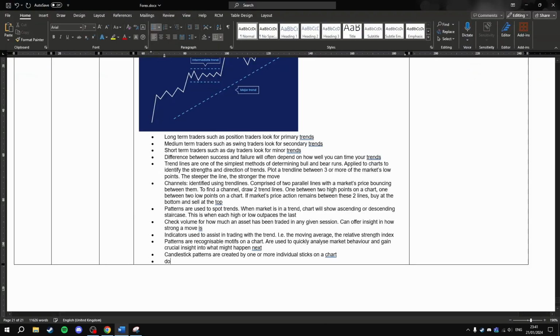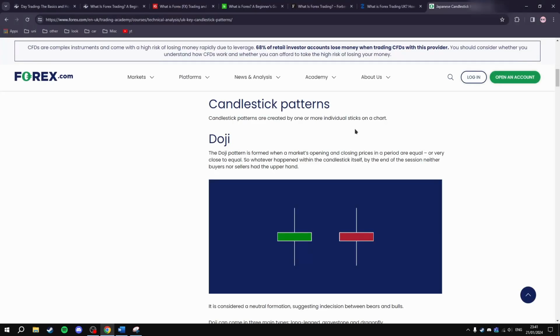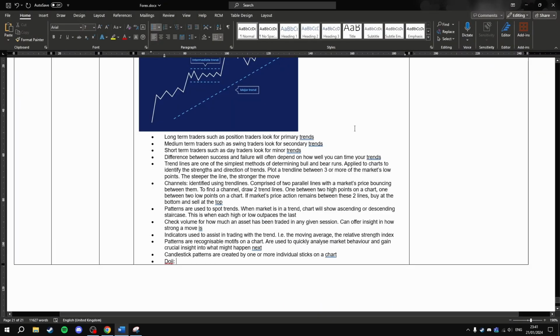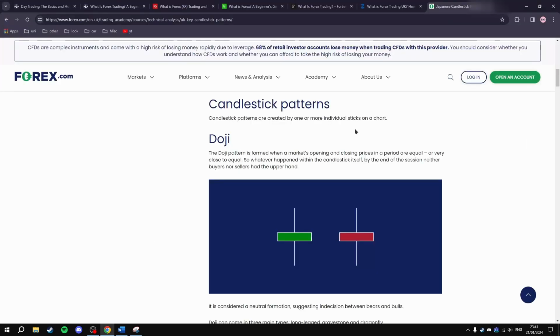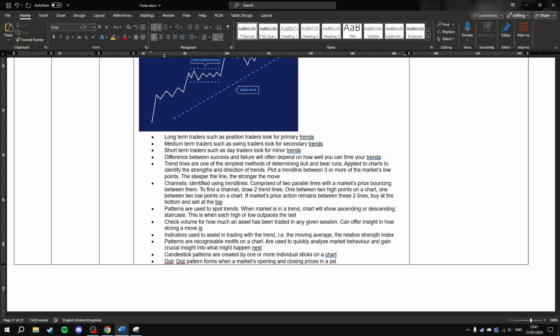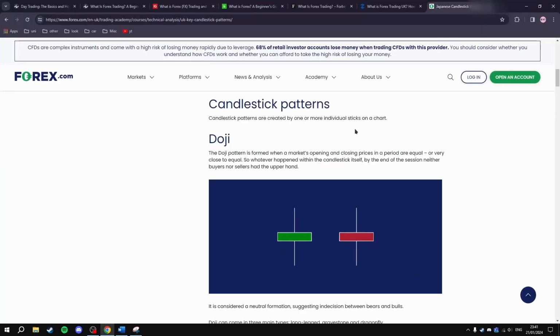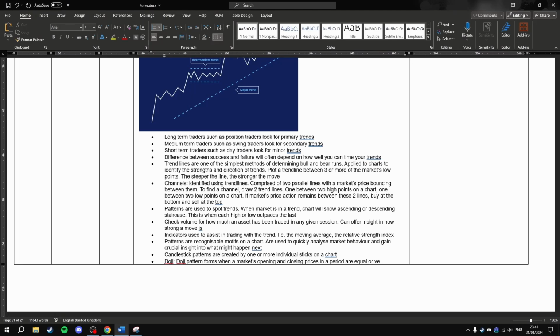Doji. A doji pattern is formed when a market's opening and closing prices in a period are equal, or very close to equal.